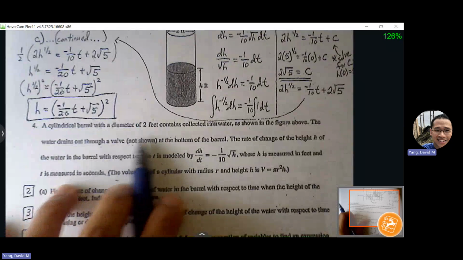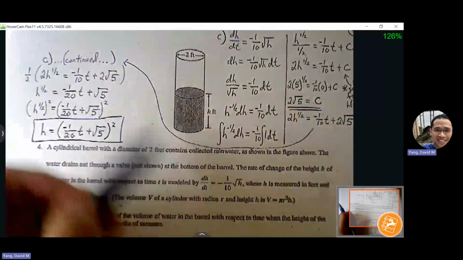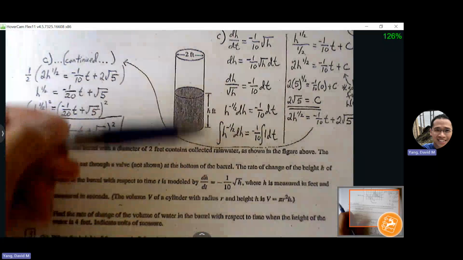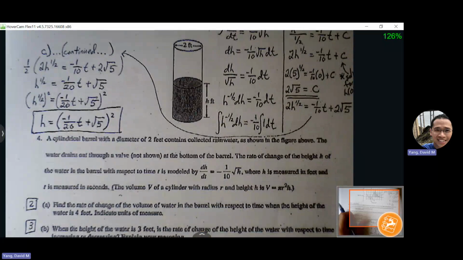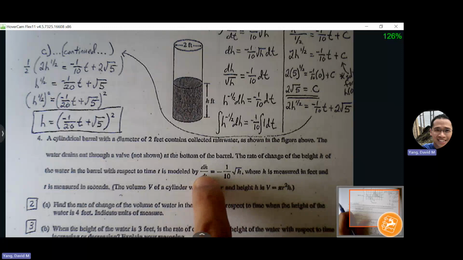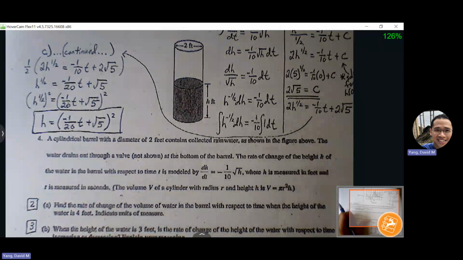A cylindrical barrel with diameter 2 feet contains rainwater, as shown in the figure above. And we've got a cylinder here. The water drains out through a valve at the bottom of the barrel. So the water level will be decreasing because water is coming out from the bottom of the barrel. The rate of change of height with respect to time is modeled by dh/dt equals. So we have a differential equation that tells us how fast the height is changing with respect to time, where h is measured in feet and t is measured in seconds.